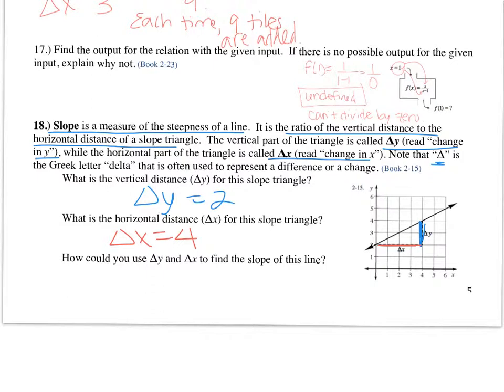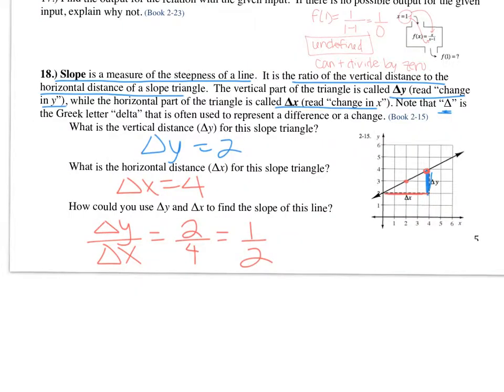So how could we use change in y and change in x to find the slope of this triangle? Because slope is change in y over change in x, if we put it together, 2 over 4, it's going to give us a slope of 1/2. And we can check it. If we go up 1 over 2, we have a point on the graph. Up 1 over 2, we have another point on our graph.